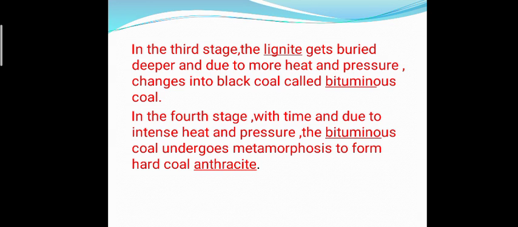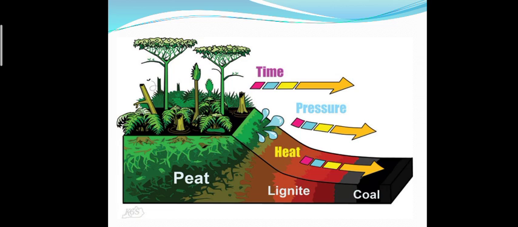After lignite, in the third stage, the lignite gets buried deeper and due to more heat and pressure, it changes into black coal which is called bituminous coal. After that, in the fourth stage, with time and due to intense heat and pressure, the bituminous coal undergoes metamorphosis to form hard coal, that is anthracite. You can see in this figure how the peat finally turns into anthracite. So this metamorphosis of coal is the result of high heat and pressure inside the earth.